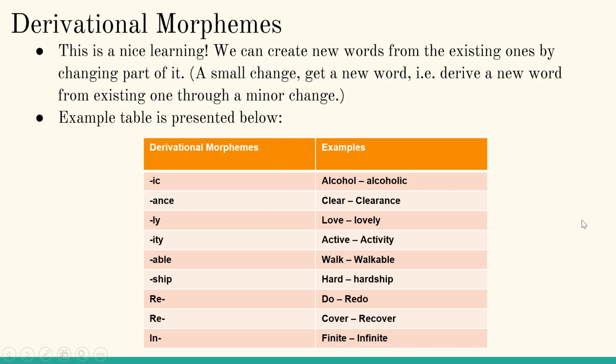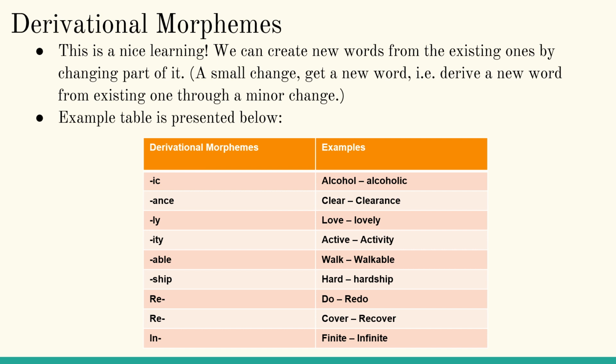The next one is very important. Derivational morphemes. What is it, sir? I can add some small components to it, a small change to derive a new word which is going to convey a totally different meaning. This is derivational. I get a new word out of an already existing word, but a totally different meaning will be obtained if I make small changes.